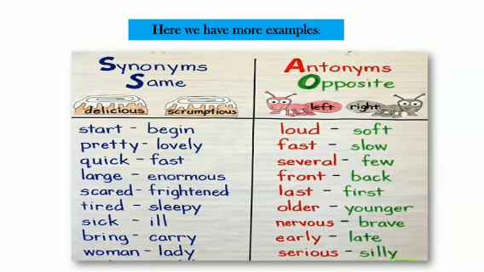And let's look at antonyms, which are the opposite. For example, we have the two arms, one is left and the other is right. Okay, those are opposite. And for example, we have loud, soft, fast, slow, several, few, front, back, last, first, older, younger, nervous, brave, early, late, serious, silly. So these are some examples of the different synonyms and antonyms that we can find. These are the most common of them.